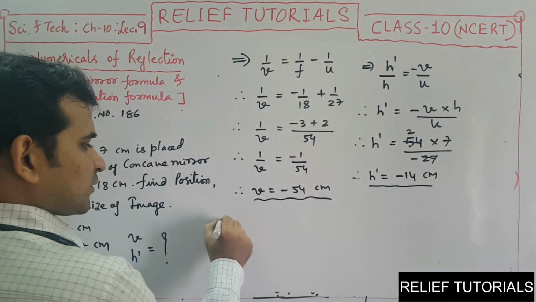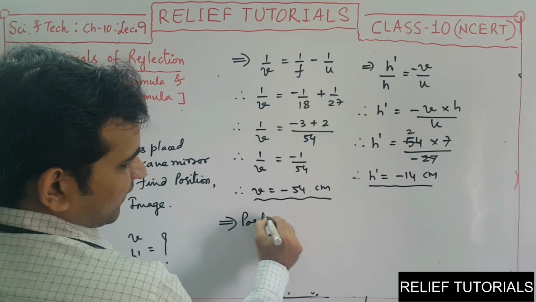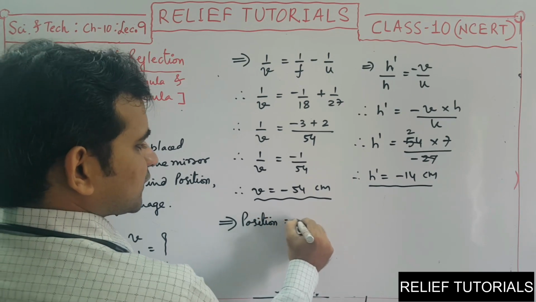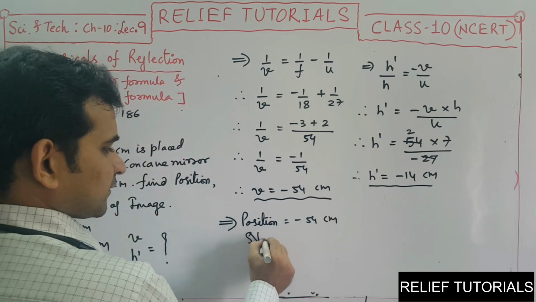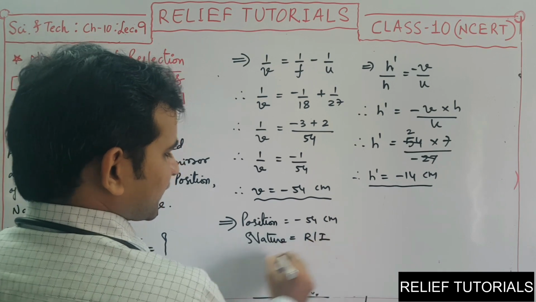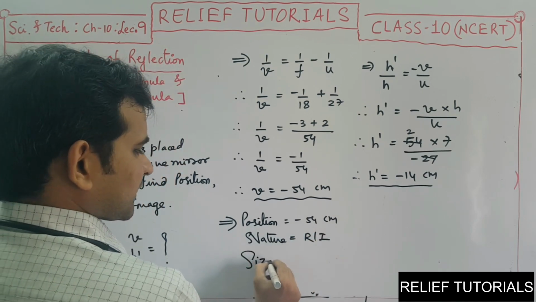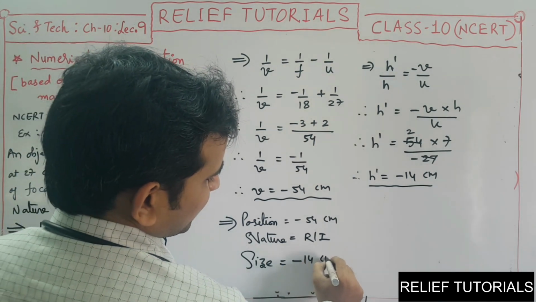Okay. So now what about the answer? First of all, position is minus 54 centimeter. Nature is real and inverted, and size of image is minus 14 centimeter.